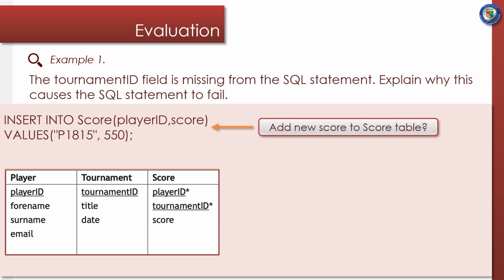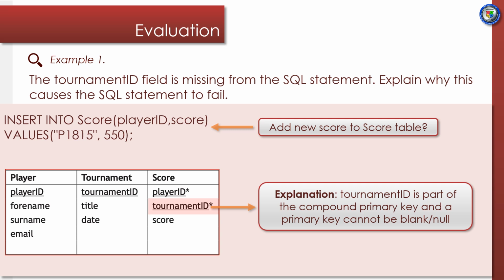Now, as we said previously, this SQL statement will add a new score into the score table. However, you may have noticed that the tournament ID data is missing. So the field to insert the tournament ID is missing from this. And this would cause the SQL statement to fail. Let's look at why this would cause it to fail.